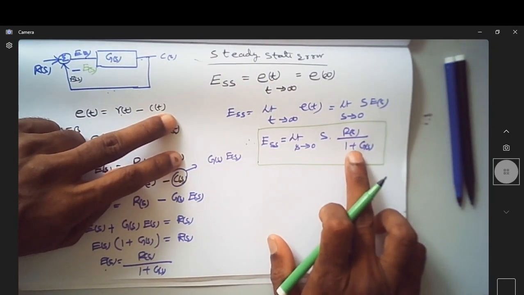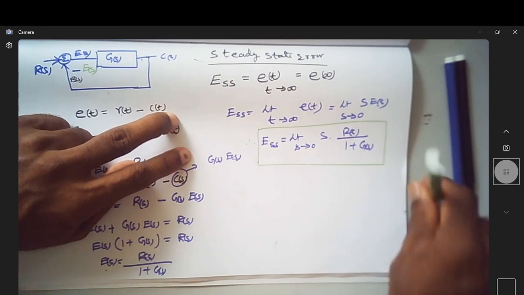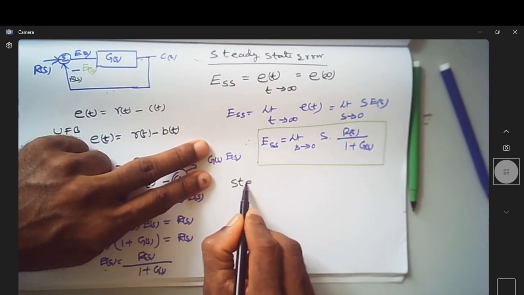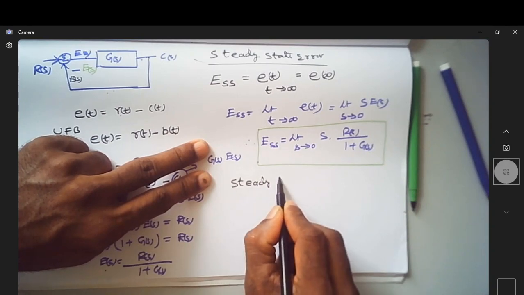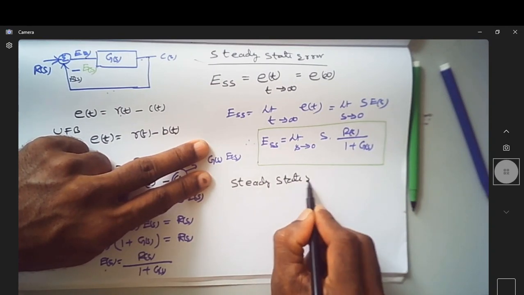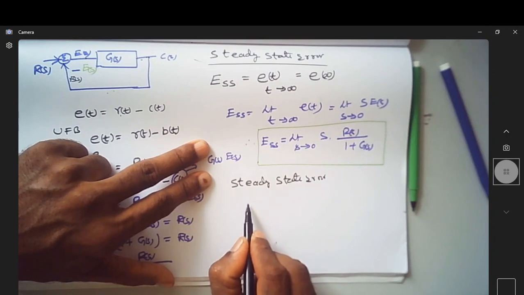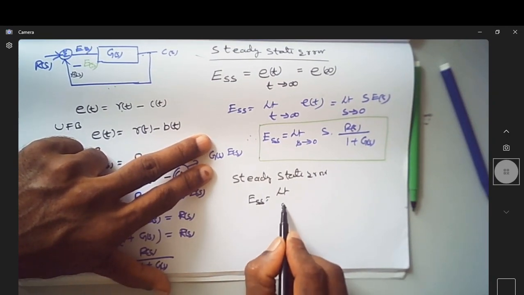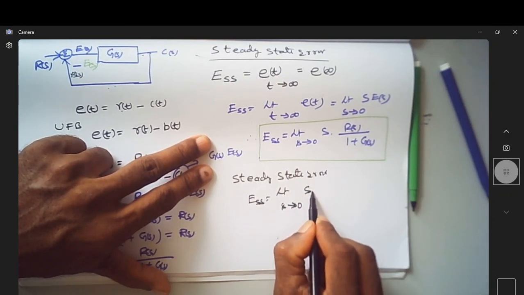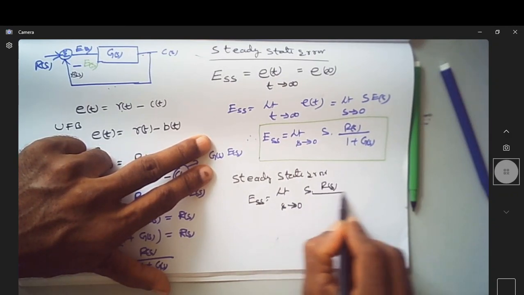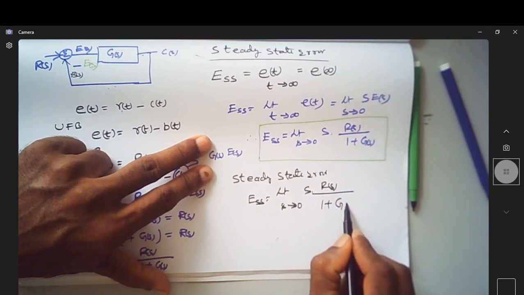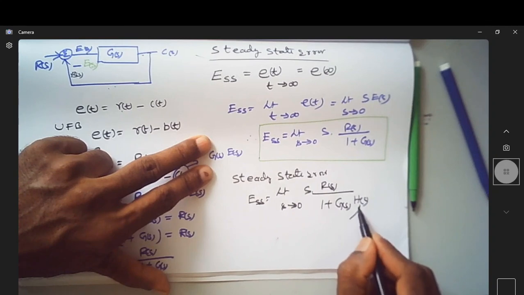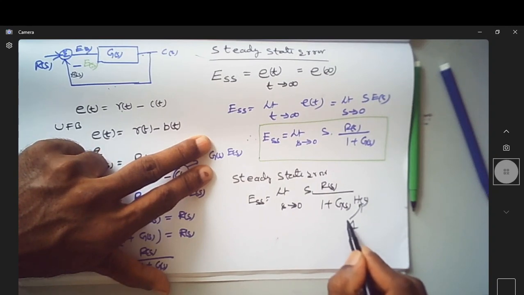So in general, the steady state error e_ss is nothing but the limit of s tending to 0 of s into R(s) by 1 plus G(s). You can still write G(s) into H(s), but make sure that this H(s) is 1.